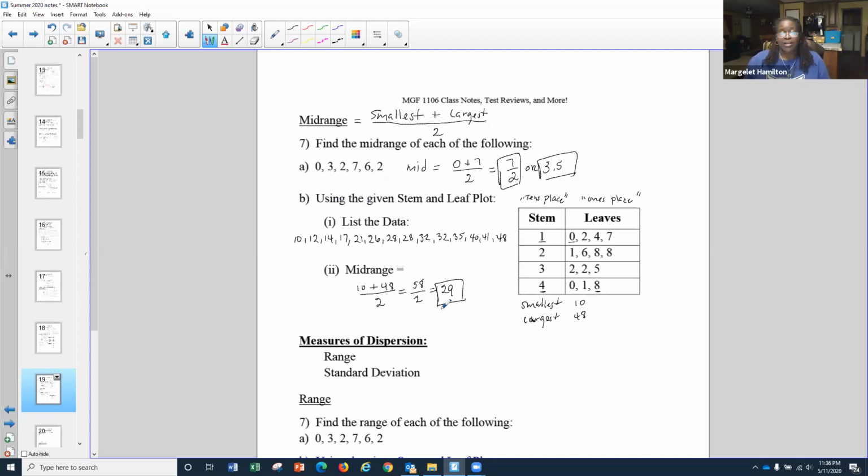Right? So now we've looked at how to find our measures of central tendency when given just a simple list of raw data, using our frequency table, and our stem and leaf plots.